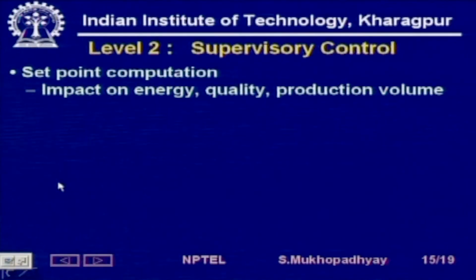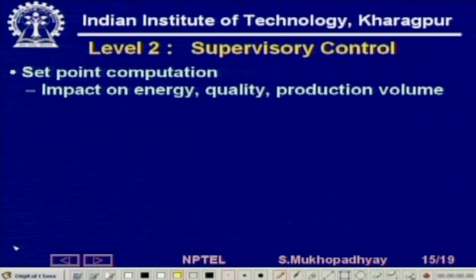Oh, so first point is set point computation. One very important thing is that set point computation is very important in manufacturing from the point of view of energy, quality and production volume. Unless you give proper set points, you will not get product of certain quality, you may be wasting a lot of energy in producing it and the amount of production will also fall. So that is why supervisory control is so critical, and it is often done by very experienced operators manually. So, it is very critical for manufacturing.